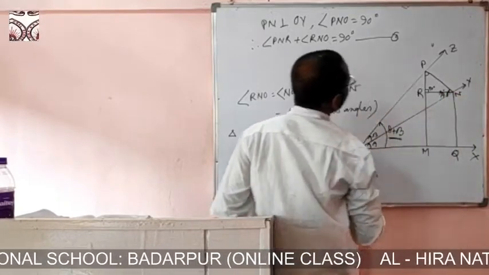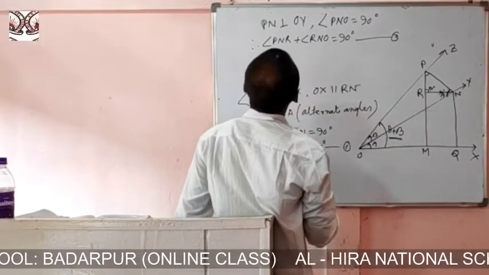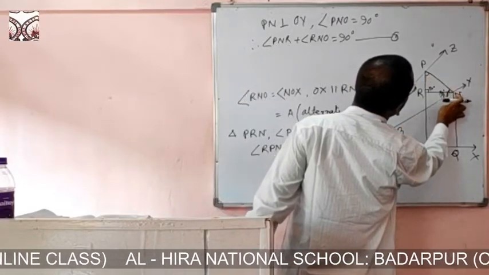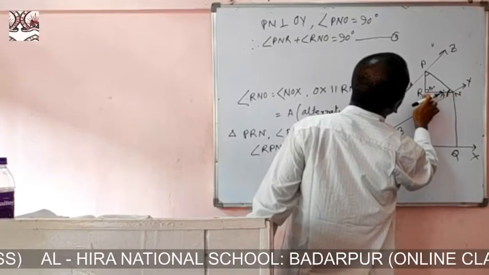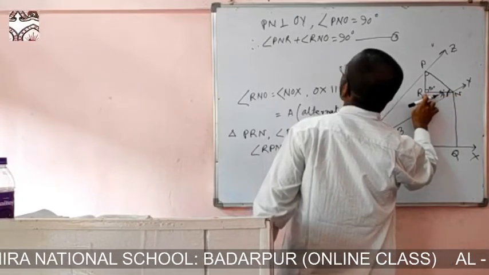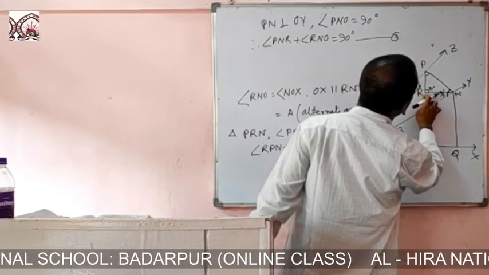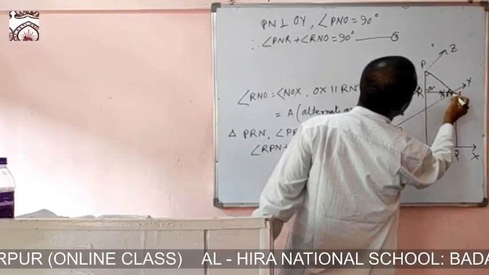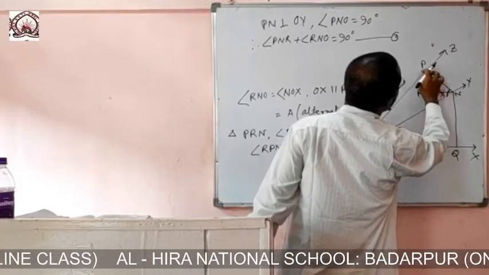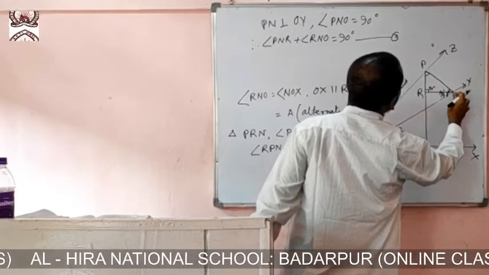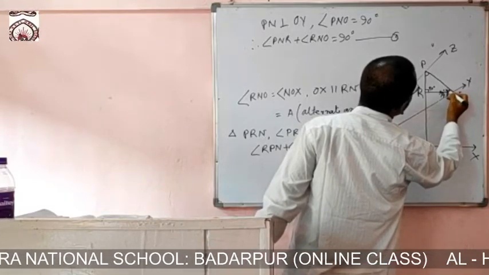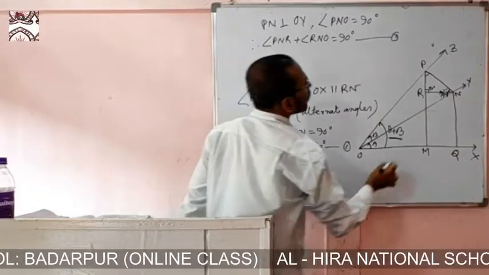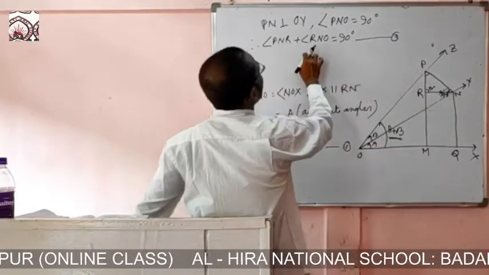So PNO is 90 degrees, and PNR and then RNO is equal to this total angle, because PN is perpendicular to OY, so this angle is 90 degrees. So this plus this two angles will be 90 degrees. So this one plus this one will be 90 degrees.